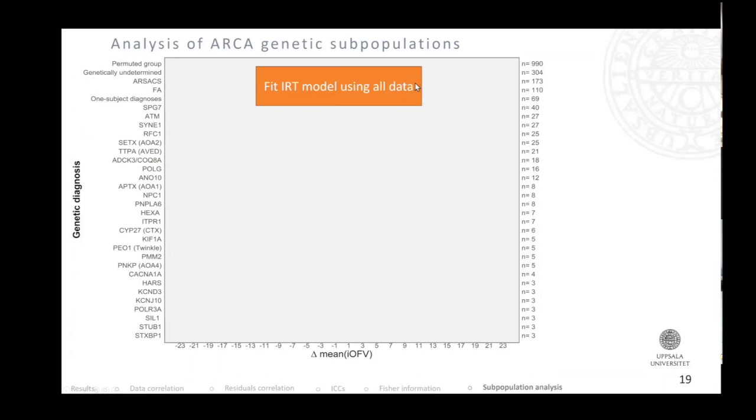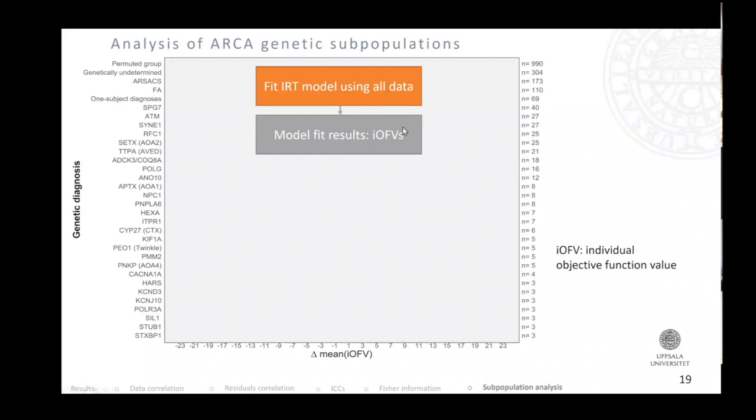What we did was we fitted the IRT model using all the data in the database. What we're interested in here is the individual contribution to the objective function value, and the objective function value is -2 times the log likelihood, and that's the overall goodness of fit criterion, and that's the sum across all individuals. In order to not have unbalanced data, we just randomly selected data from 1 visit per subject, and of course all individuals had scores on all these different SARA items.